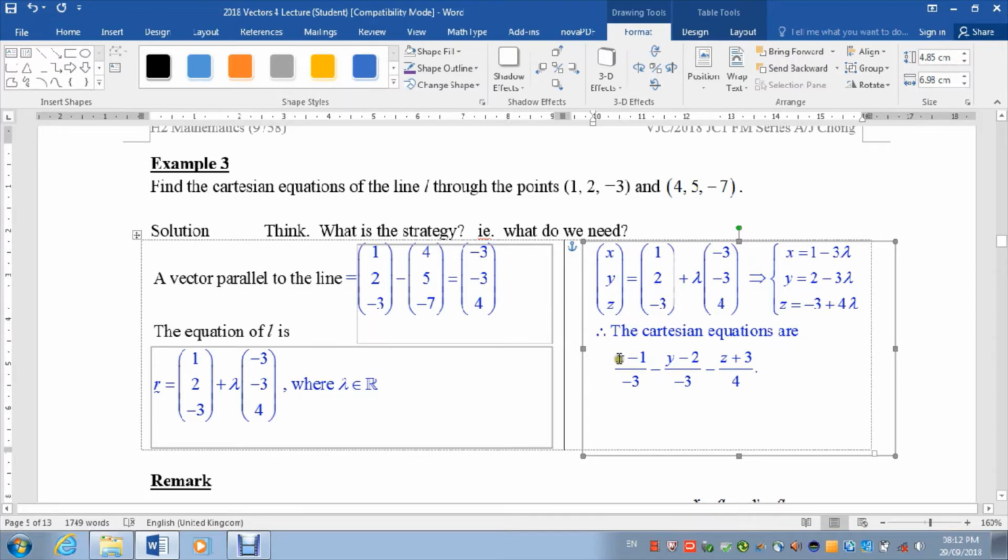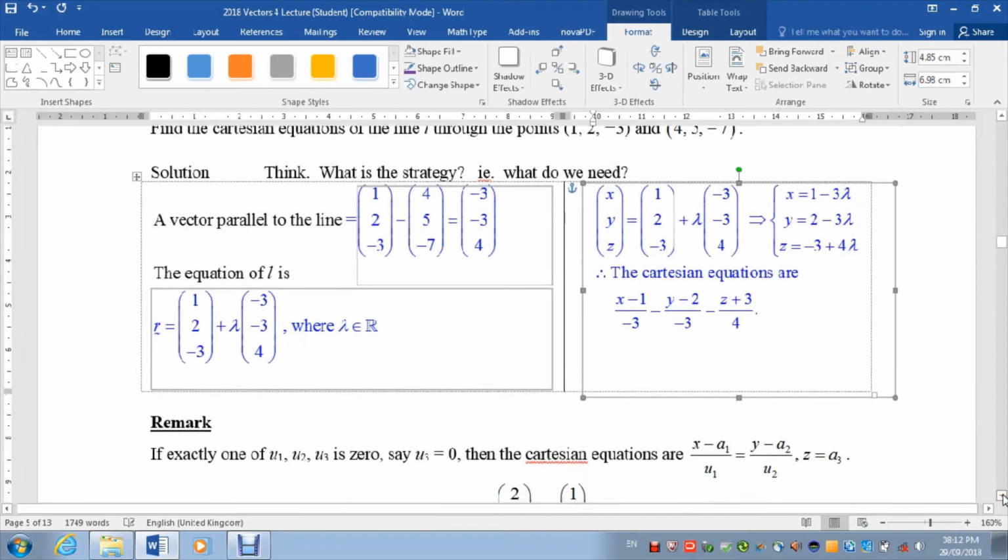If you recognize immediately, it's always x minus the i component of the fixed point, then followed by y minus the j component of the fixed point, then z minus the k component of the fixed point, over the i component of the vector that is parallel to the line, and then the j component, then the k component. You can do it immediately. But if you want to be safe, you can do all this working, no issues.